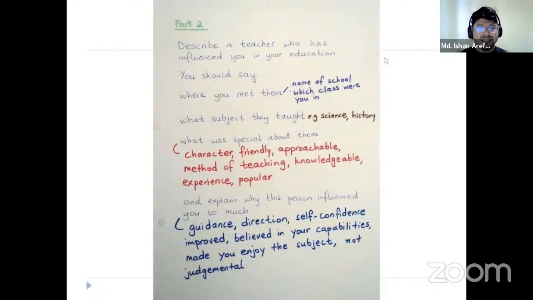Here is another question, I guess. Describe a teacher who has influenced you in your education. So these are the questions: where you met them, maybe the name of the school, which class you were in, and then what subject they taught, science, history, or you can say math. So you have to decide.